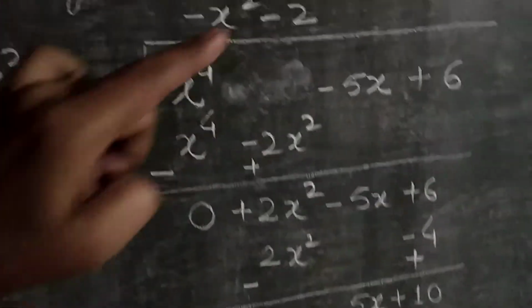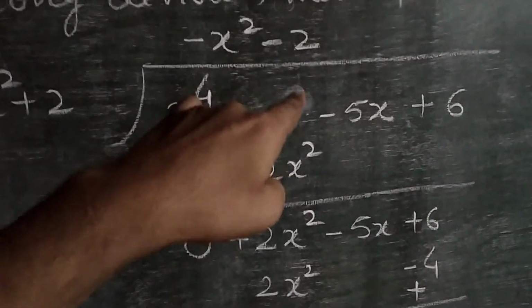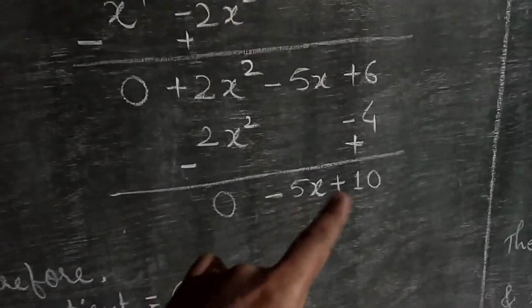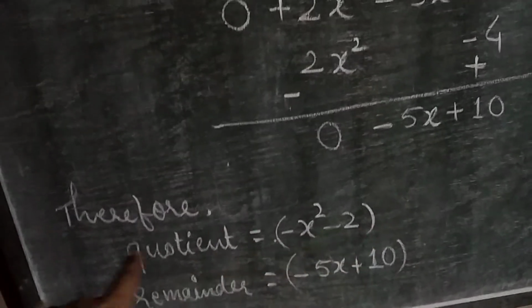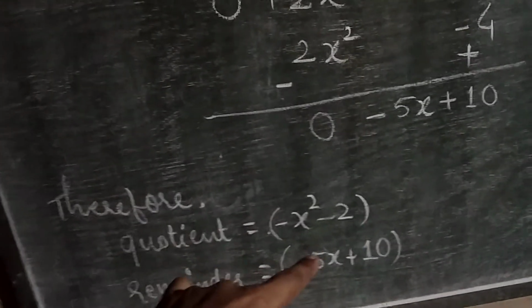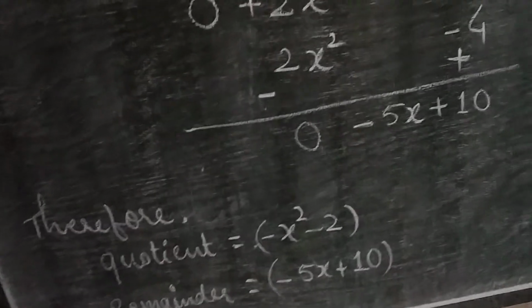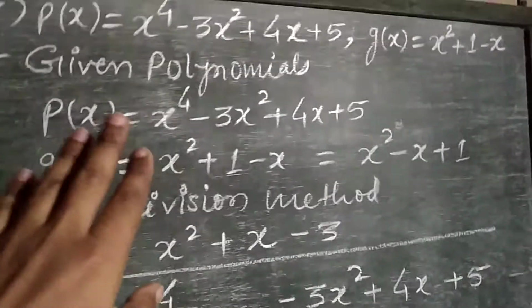So what is our quotient? It is minus x square minus 2 and remainder it is minus 5x plus 10. I have written here quotient equal to minus x square minus 2 and remainder equal to minus 5x plus 10. So it is the completion of this question. Now we'll take another example.